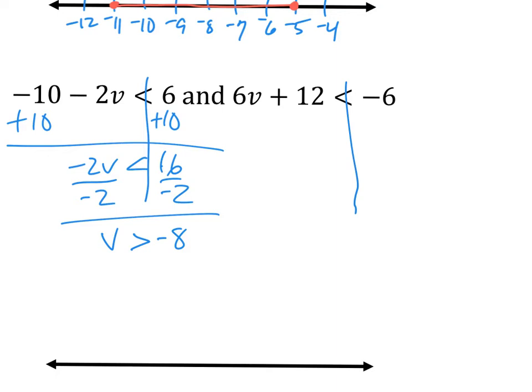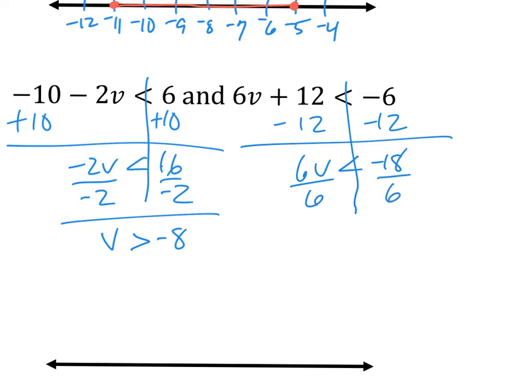Here we're adding 12, so we want to subtract 12 to get rid of it on both sides, and then we'll get 6v is less than negative 18. We'll divide by 6, so we're multiplying here, that's the inverse. We have v is less than negative 3.